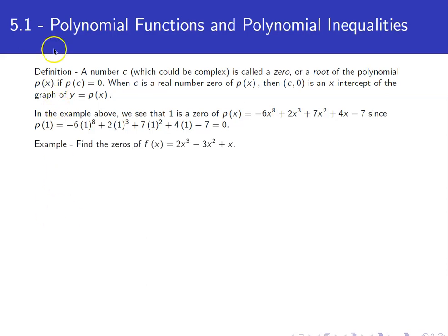Let's do an example of finding the zeros of f of x equals 2x cubed minus 3x squared plus x. In order to find these zeros, we're going to factor. So we'll set the function equal to 0. We notice that we have a common factor of x in all three terms, so we factor that out. We now factor the trinomial that we have. That 2x squared minus 3x plus 1 factors as 2x minus 1 and x minus 1. And then setting each factor equal to 0, we see that the polynomial has zeros of 0, 1/2, and 1.